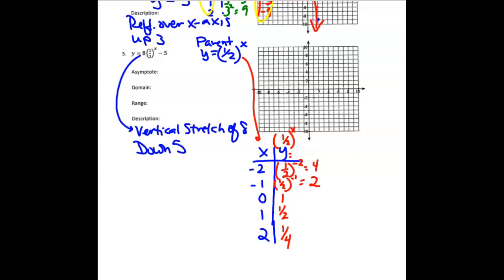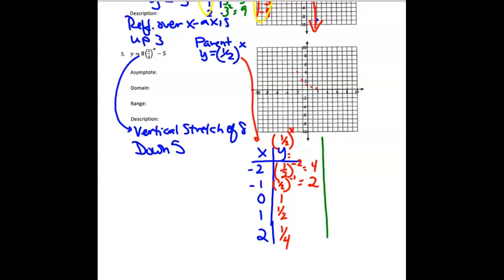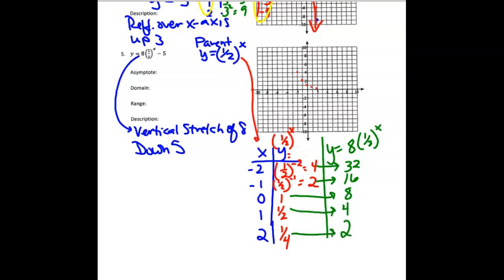Okay? So I'm going to start out with my parent function points. -2, we're up at 4. -1, we're at 2. 0, 1. 1, 1/2, and 2, 1/4. Okay? Then we said we're going to stretch it. So let's get our stretch figured out here. 8 times 1/2 to the x. So we're going to take all our y values and multiply them by 8. 4 is going to turn into a 32. 2 is going to turn into a 16. 1 is going to turn into 8. Half of 8 is 4. And 1/4 of 8 is 2.